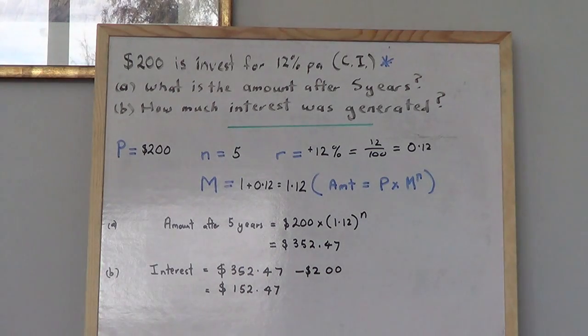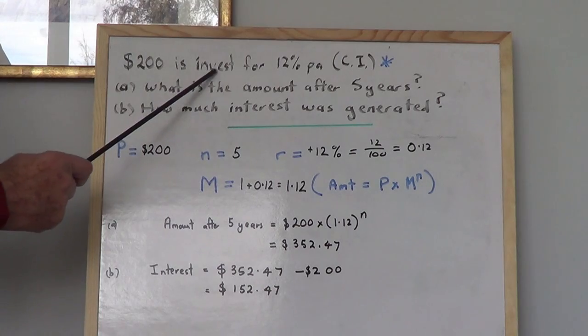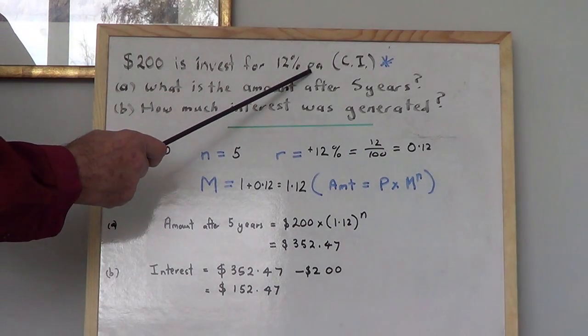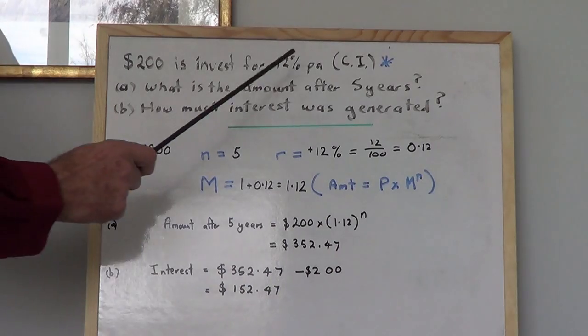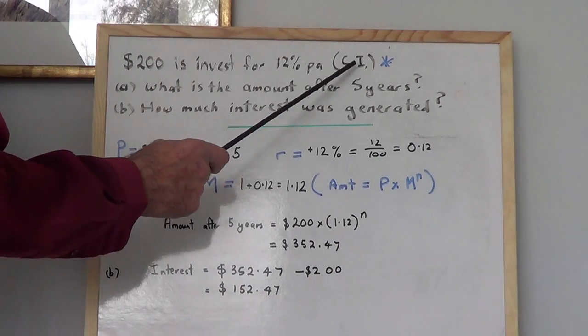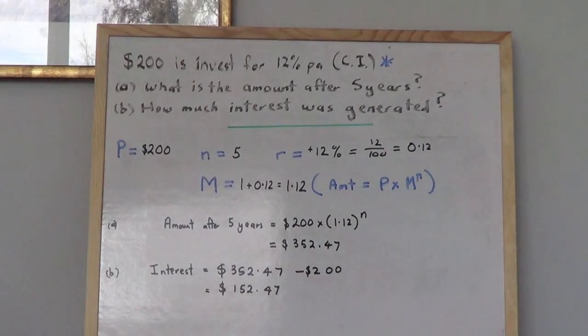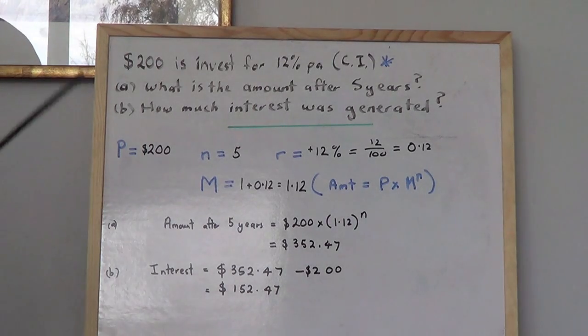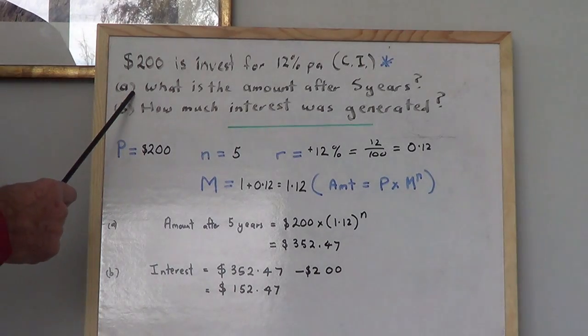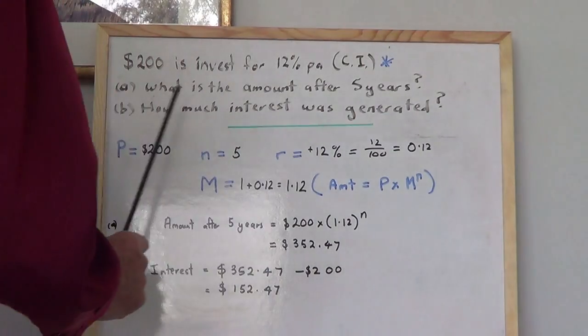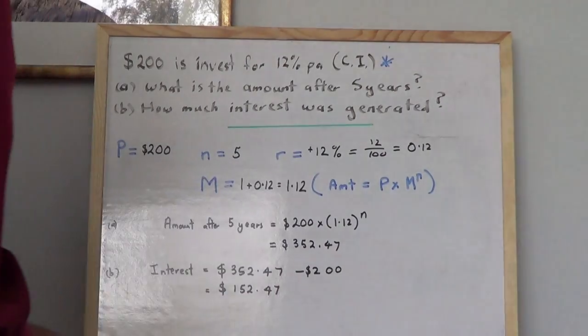Here's the first question. $200 is invested at 12% per annum, that's per annum, at compound interest. Compound interest is where you get interest on your interest, and I will explain the difference between compound interest and simple interest in another video. Now, we're asking two questions. What is the amount after 5 years? How much interest was generated?